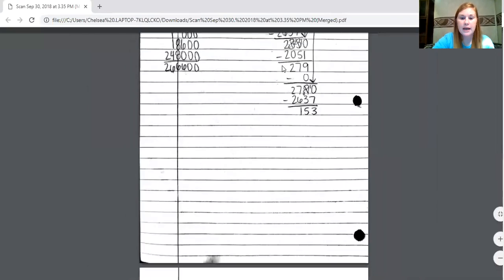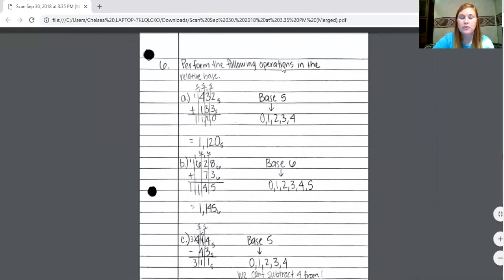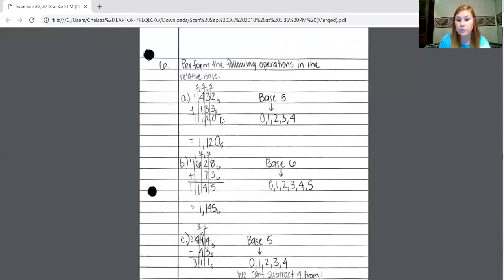And then our very last problem here, it says to perform the following operations in the relative base. This one is just like normal addition, but it is worked a little bit differently because we're using base 5 and base 6 instead of our normal base 10 that we are used to. So with base 5, if it's 5 or above, you cannot write it here on the bottom. So we have 3 plus 2, which is 5. So because it isn't below 5, we can't write it here on the bottom.